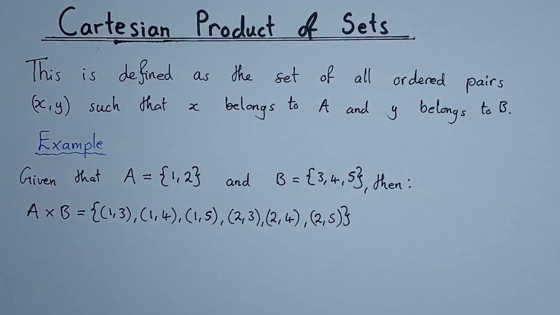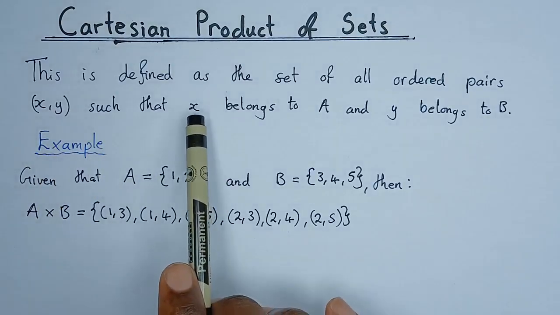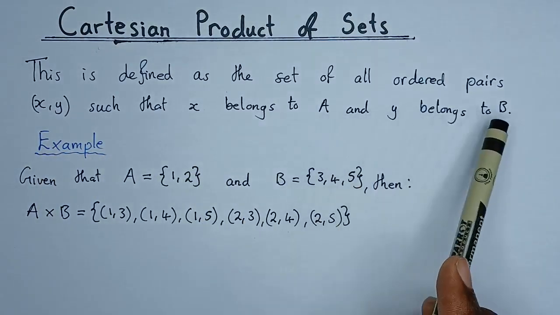Hi guys, so today we'll be looking at the Cartesian product of sets. The Cartesian product usually involves two or more sets that are multiplying, and then you have to find the product. So the definition is simply that for all ordered pairs (x, y), x belongs to set A and y belongs to set B.